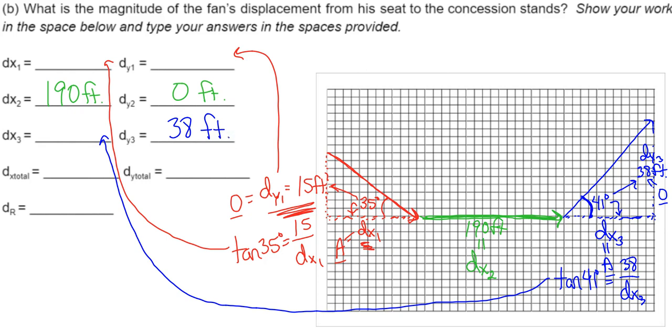I'll even be really nice here and show you that you just plug in the dy1, the 15 feet, right over here. Now, what we have to be careful of is, because we're talking about displacement, remember he went down 15 feet, and over here he's going up 38 feet. So when we say that this displacement is 15 feet, we need to make sure that we say 15 feet down or negative 15 feet. All of the other things that he's doing in the x direction, he's moving to the right, so they're all positive, so that's easy. The one thing that we do need to account for is this negative over here, because he's going down the bleachers at first, and then he goes back up the bleachers on the other side. So the dy total we can figure out by adding all three of these values together. Negative 15 feet plus 0 feet plus 38 feet is a total of 23 feet.